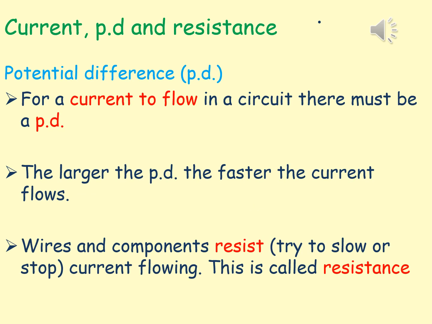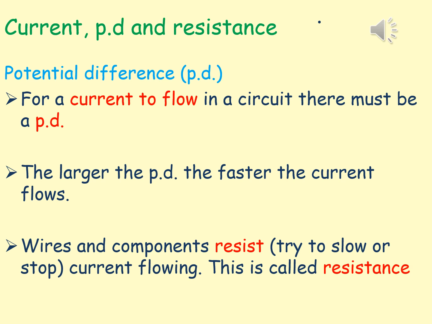The potential difference then, we sometimes refer to as voltage. For the current to flow in the circuit, there must be a potential difference. The larger the potential difference, the faster the current will flow. So the larger the voltage, the faster the current will flow, because we're giving more electrical energy to the components in the circuit and to the current to allow it to flow.